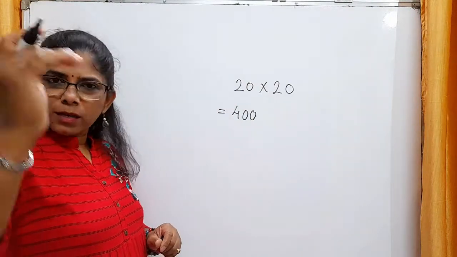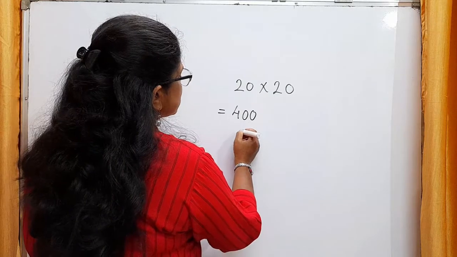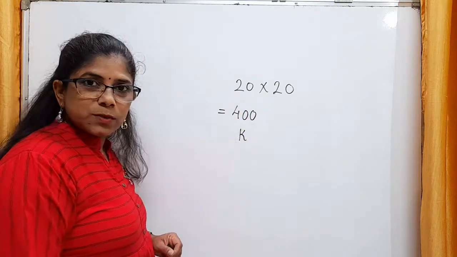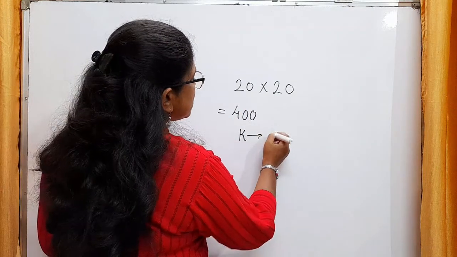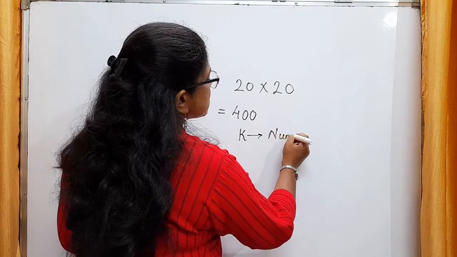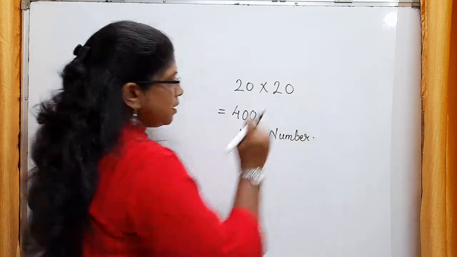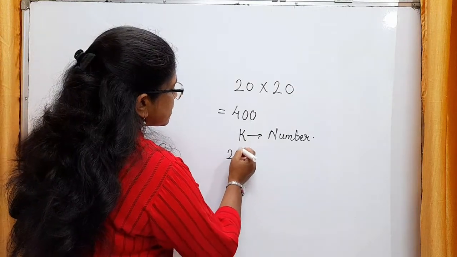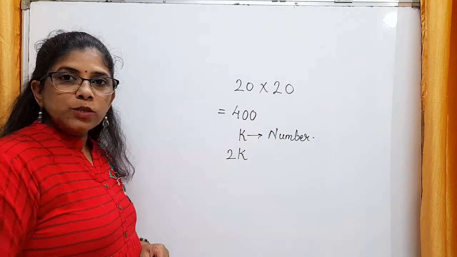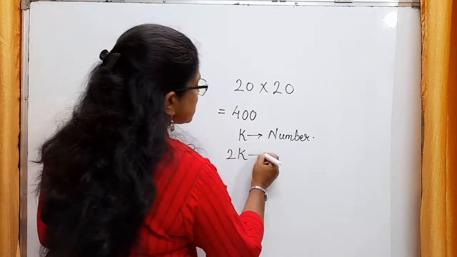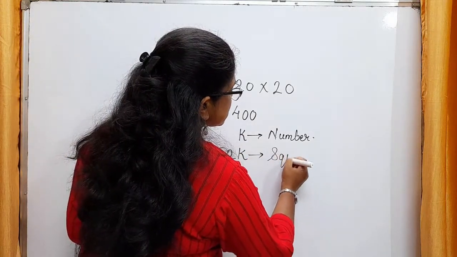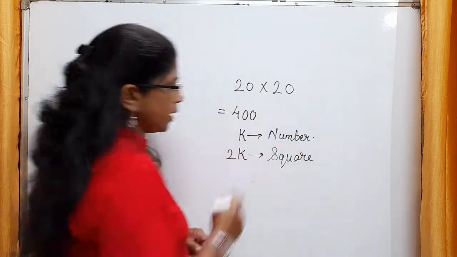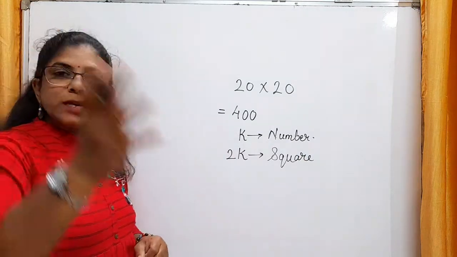In general, if there are k zeros in any number, then there are going to be 2k zeros in its square. Now one more example I'll tell you.